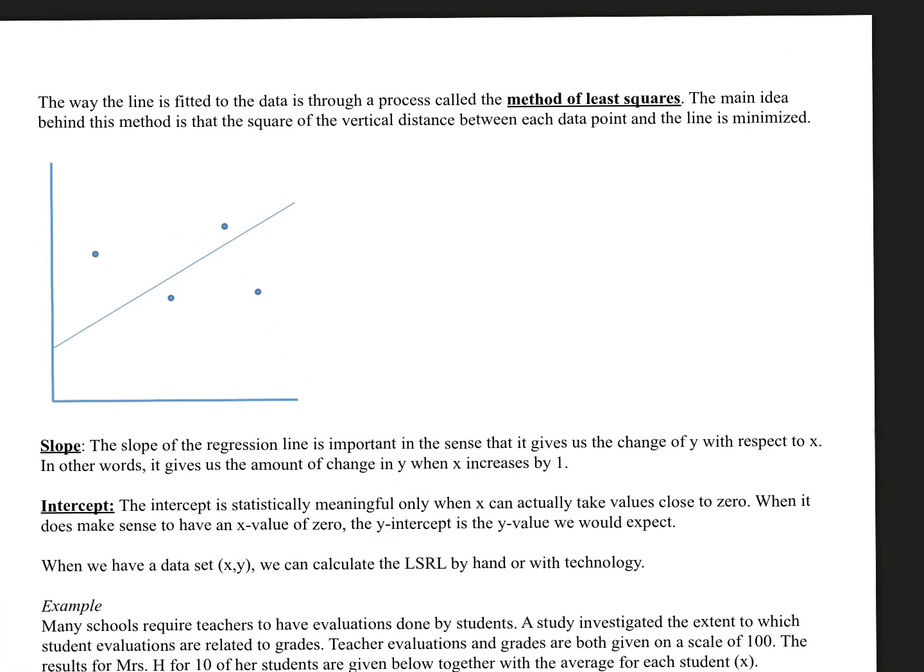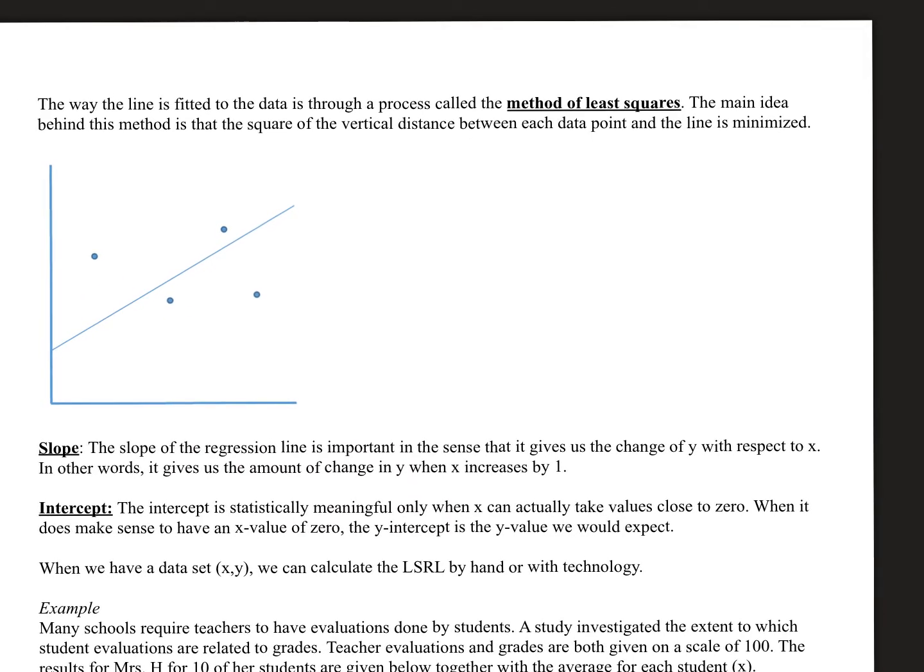So let's talk about how the least squares regression formula is found. The way the line is fitted to the data is through the method of least squares. The main idea behind the method is that the square of the vertical distance between each data point and the line is minimized. So you find the distance between each point and this line.